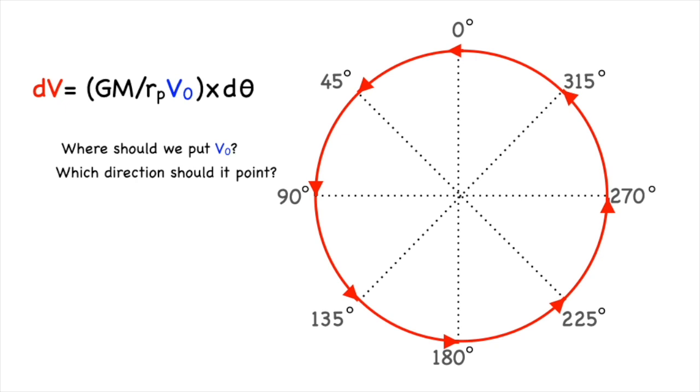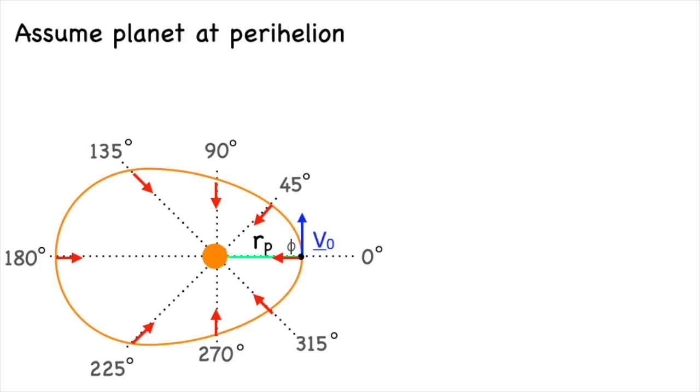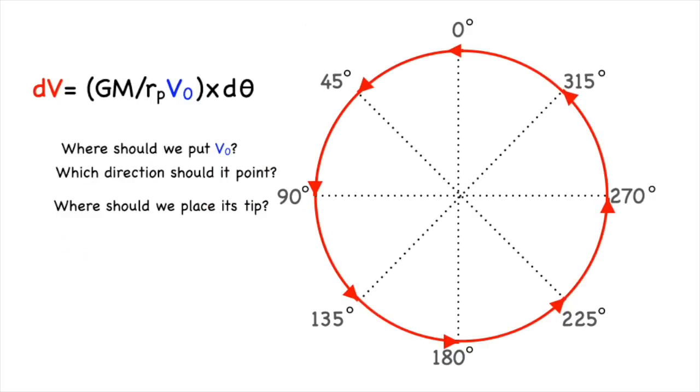We need to answer some questions. Where should we put v naught? Which direction should it point? Of course, it is pointing straight up in our real space diagram, so it must be pointing straight up in vector space as well. Where should we place its tip? Well, the tip must touch the dV circle at the point corresponding to the planet's angular position, i.e. 0 degrees for v naught.